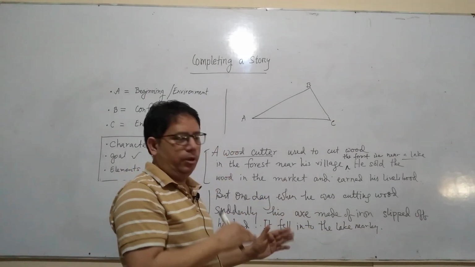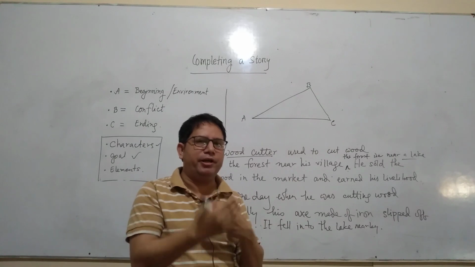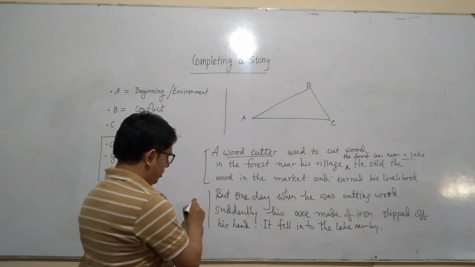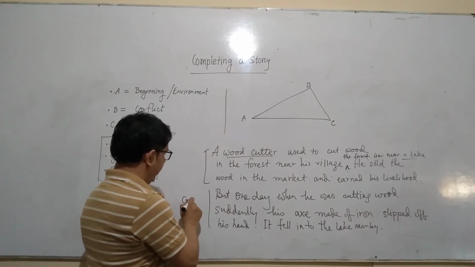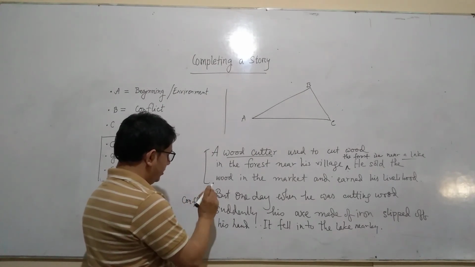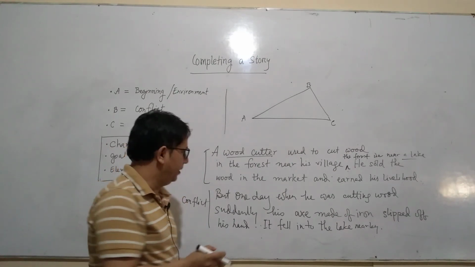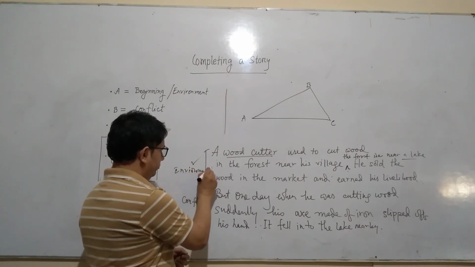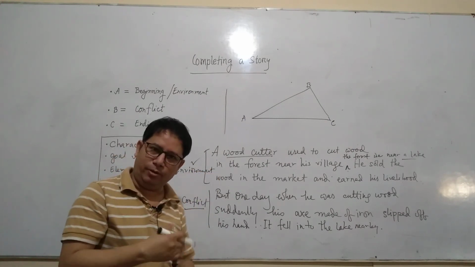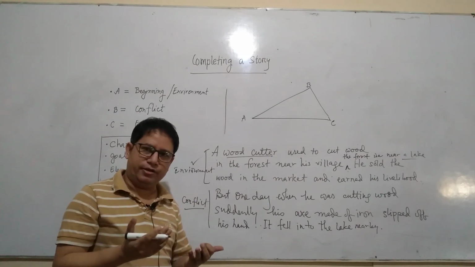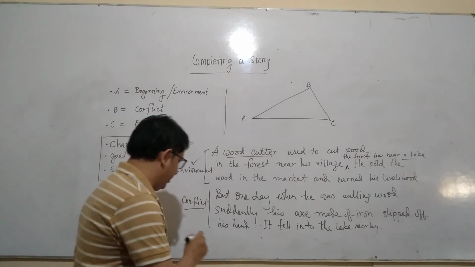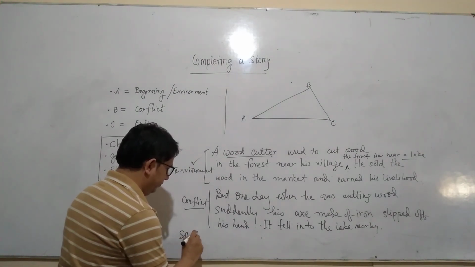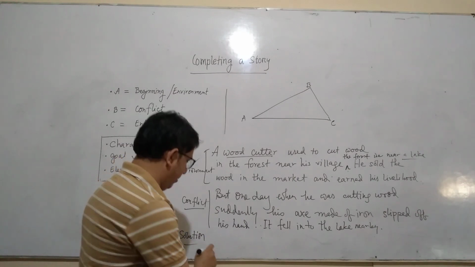Okay, so we have to think about how to create the dramatic way. But what happened next? This is the conflict. Conflict means problem. So after the environment comes the conflict. After the conflict, there is a solution definitely. Then comes the solution. How do we come to the solution?